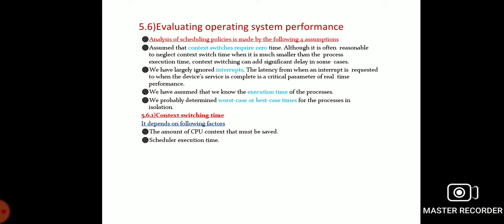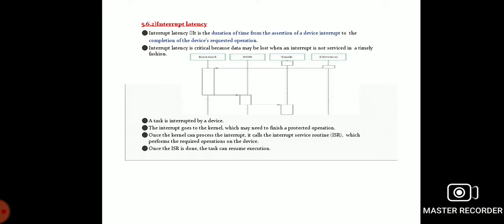And also the interrupt latency. The interrupt latency is the duration of time from the assertion of the device interrupt to the completion of the device request operations. The interrupt latency is critical because data may be lost when an interrupt is not served in a timely fashion. Here the operating system, the kernel, is shared among different devices, like tasks and the scheduler.